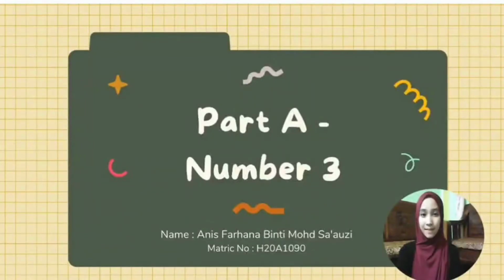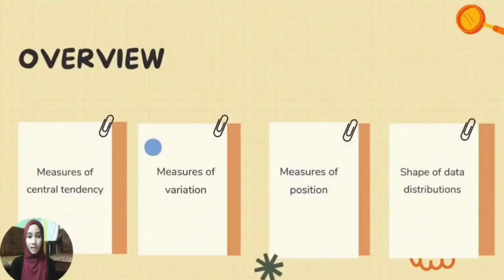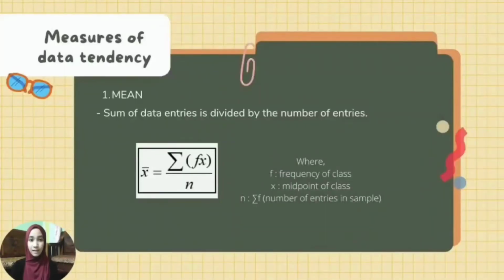My name is Anis Farhana binti Muhammad Sauzi. My metric number is H20A1090. I will present 4 parts, which are measure of central tendency, measure of variation, measure of position, and lastly, shape of data distribution. Firstly, measure of central tendency.